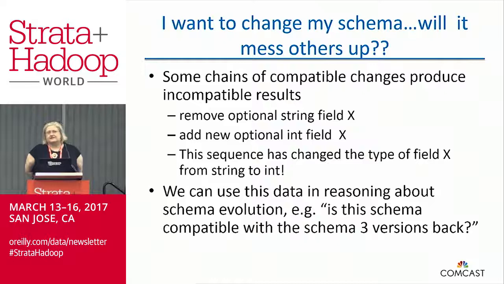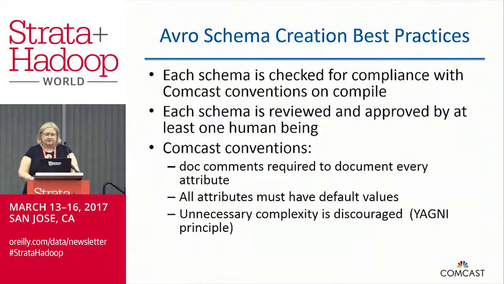So you can add an optional field, that's obvious, but what's not obvious is that some chains of compatible changes produce incompatible results. So if you remove an optional string field X and then create an optional int field X, you have in that sequence of perfectly compatible changes actually created an incompatible change, in effect changing the type of the field from string to int. So this is a little bit more subtle than it sounds. But so we've got all this data and we can use it to reason, is this schema compatible with this one and then three schemas back? Not just the last one, but any ones. So that's an important thing to be able to do.